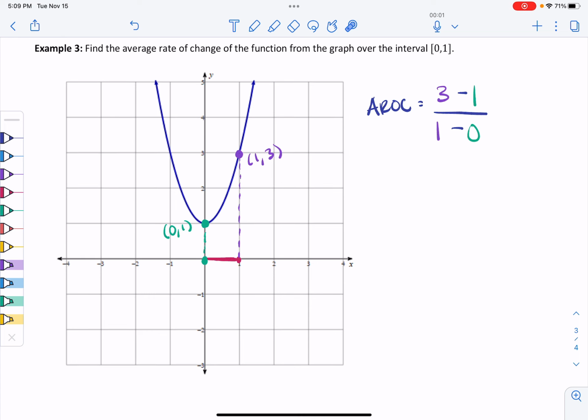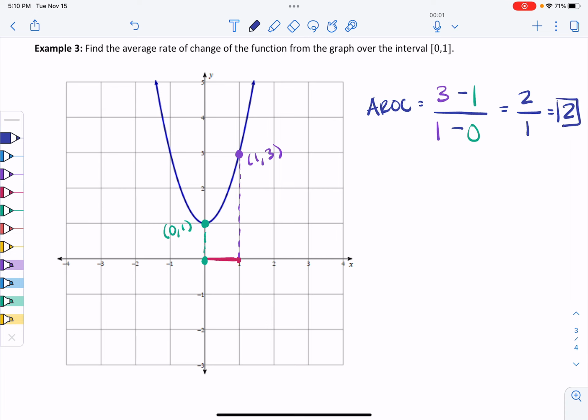Let's check and make sure we did that correctly. So the y's, sorry, wrong one. Y's are being subtracted, and x's are being subtracted. Yep, there we are. Okay, so that means we have 3 minus 1 is 2, over 1 minus 0 is 1. So we have an average rate of change of 2.